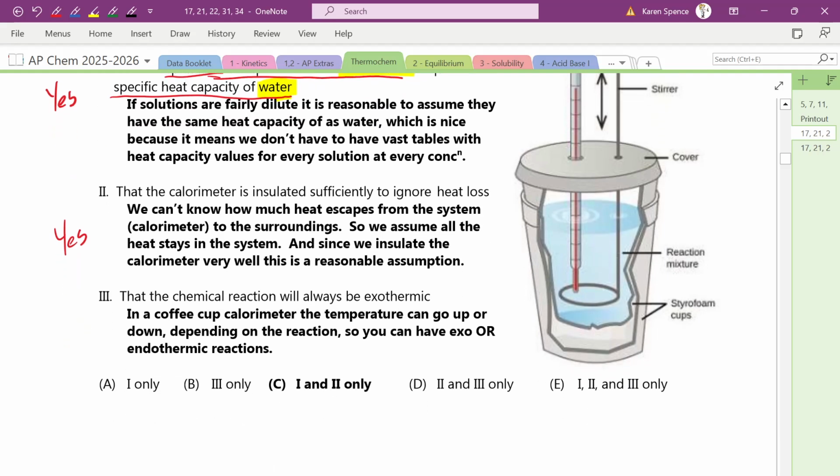Do we always make the assumption that the chemical reaction will be exothermic? No, because you wouldn't have to do that. Maybe the solution gets colder. And you're like, wow, that was endothermic, dang. And I assumed it was exothermic. Sucks to be me. So that one is a no. So your answers are 1 and 2 only. Yes?